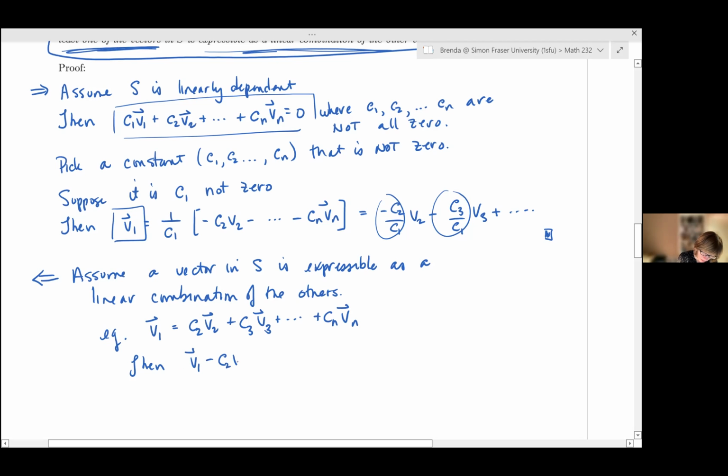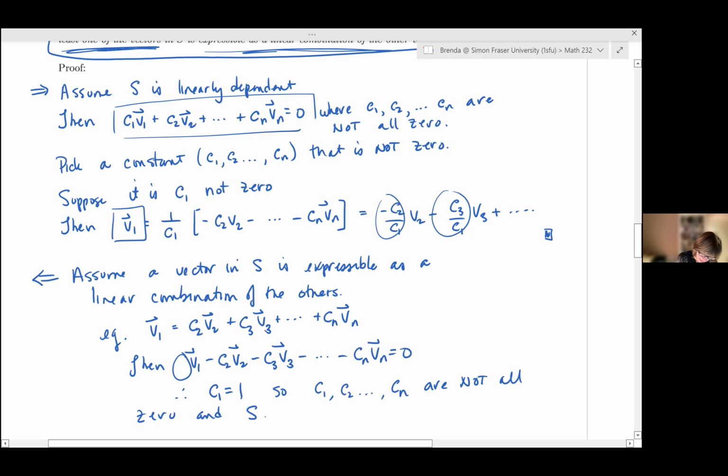V1 minus C2 V2 minus C3 V3 minus, etc., minus Cn Vn is equal to 0. And we have therefore that C1 is equal to 1. That's the number sitting right here. C1 is equal to 1. So C1, C2, etc., Cn are not all 0, and S is linearly dependent. And we're done. Okay, so we've shown that to be the case.